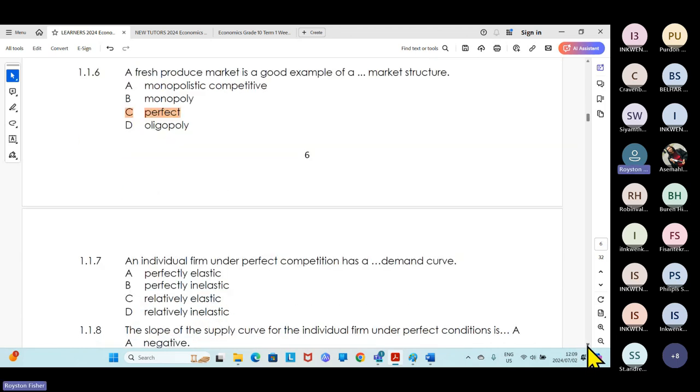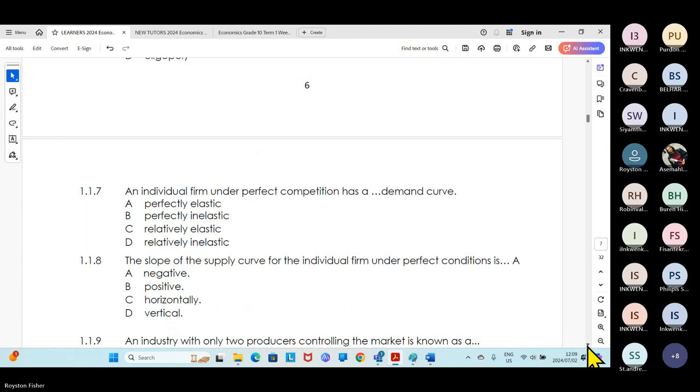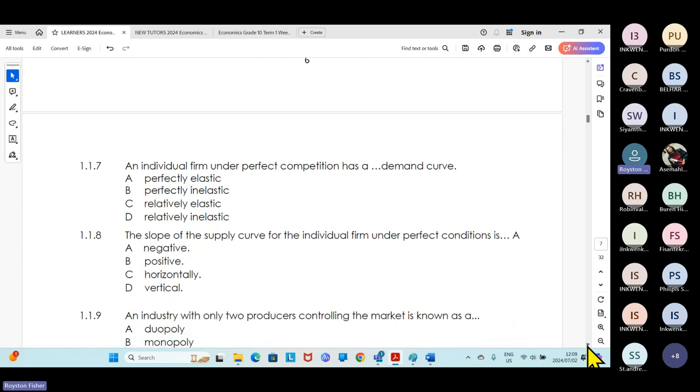Then moving on to 1.1.7, an individual firm under perfect competition has a demand curve. So is it perfectly elastic, perfectly inelastic, relatively elastic or relatively inelastic? So let's look at the answer. For number 7, Bauer says A, and no one else gave an answer for number 7 yet. Bauer, you're correct. Well done.